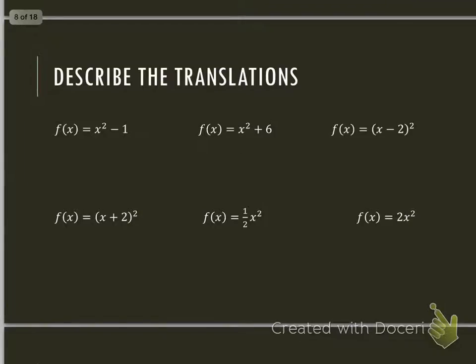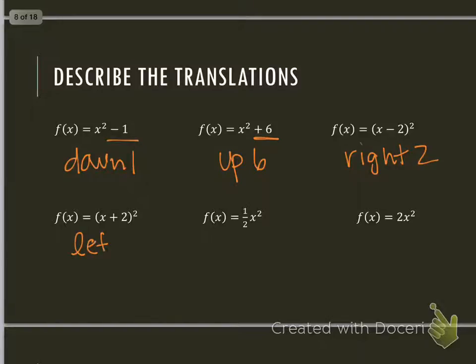Okay, describe the transformations. So if it is on the outside, it is either going up or down, so this is going to be going down 1. Up or down, this is going to be going up 6. If it's on the inside, it goes left or right. It's always the opposite of what you think, so this one is going right 2. This one is the opposite of what you think again, because it's on the inside, so it is going left 2.